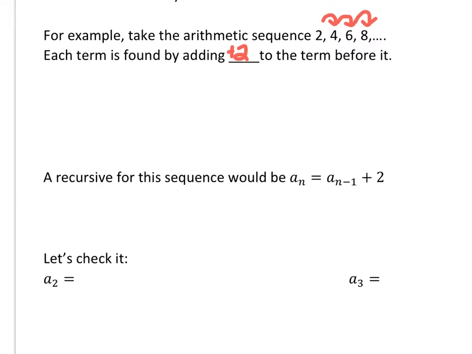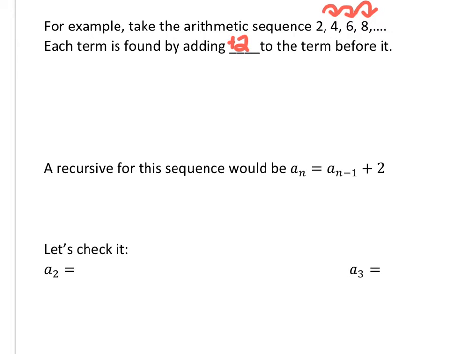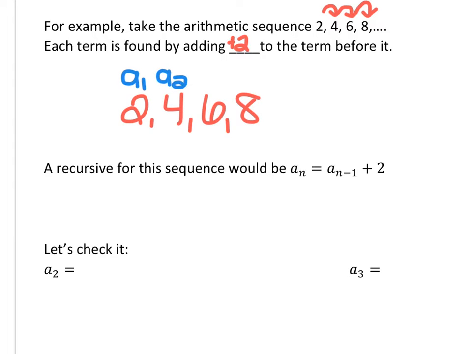Let's check to make sure this recursive formula would be right. So we have 2, 4, 6, 8. That's our sequence. And if we were to label, this 2 would be A1, 4 would be A2, 6 would be A3, 8 would be A4. So let's check to make sure that this formula will give us A2.